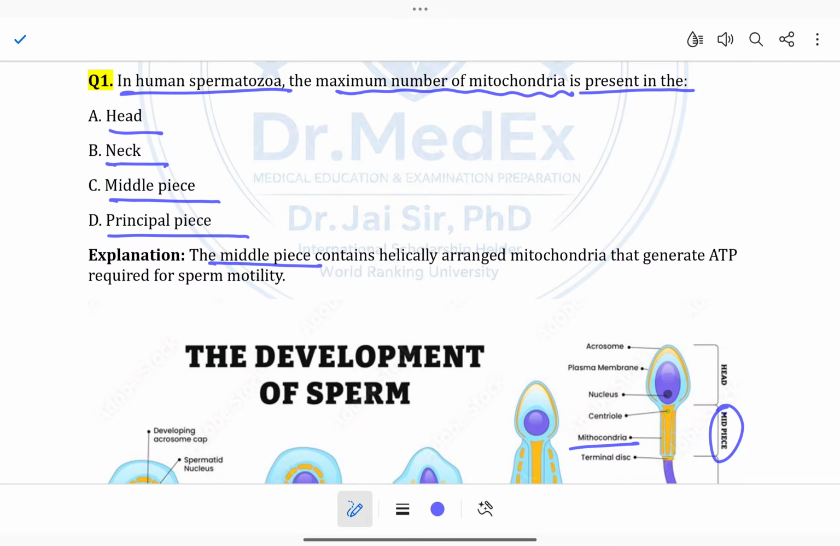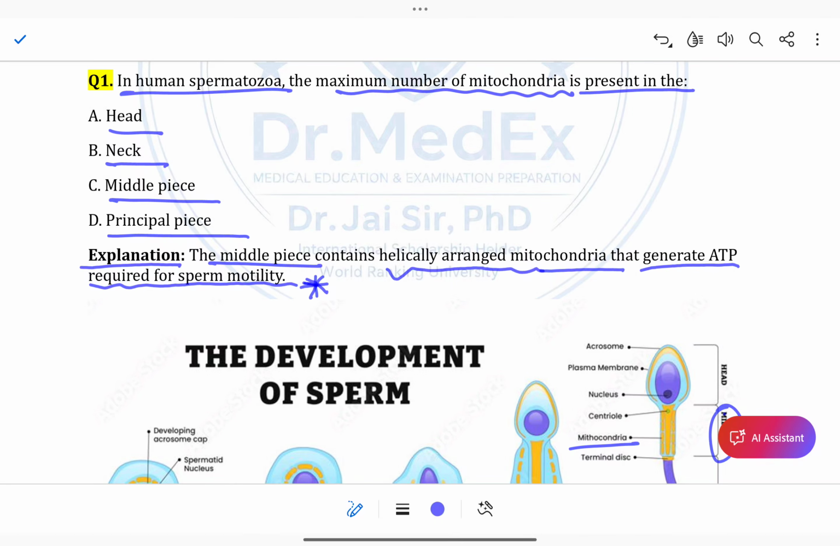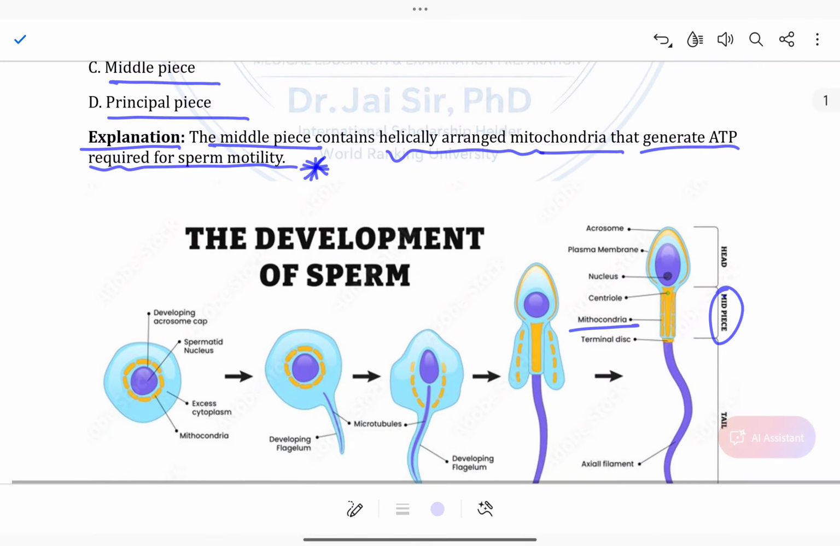Explanation: the middle piece contains the helically arranged mitochondria that generate ATP. The mitochondria are in the middle piece because they generate ATP required for sperm motility. Please try to understand, even a sperm needs ATP for its motility. So ATP is very important for our sperm.